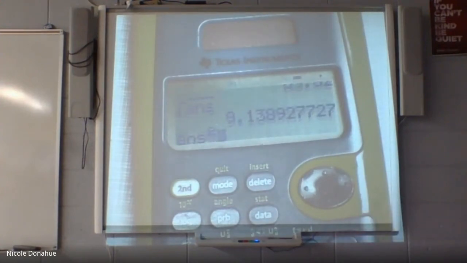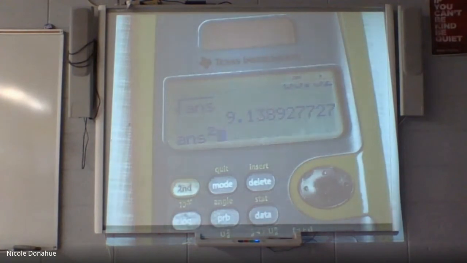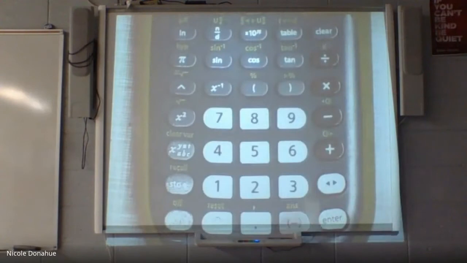So if I want to take that 9.138 and square it, I don't have to retype that. Then it gives me this. Again, if your calculator gives you a fraction, there's a little equivalent button, for those of you who have this calculator.